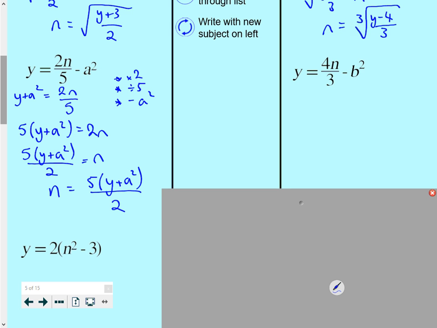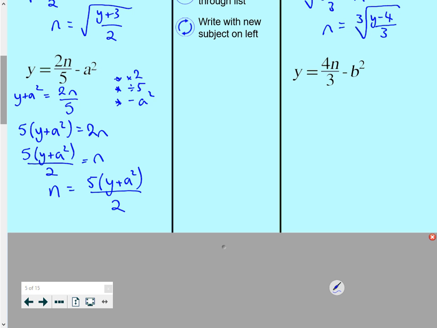Again, please pause the video. Take as long as you need to try the one on the right-hand side, then press play to see how you get on. So if you were subbing in for n, which is what you're trying to make the subject, you'd times by 4. Then you would divide by 3, and then you would take away b squared.